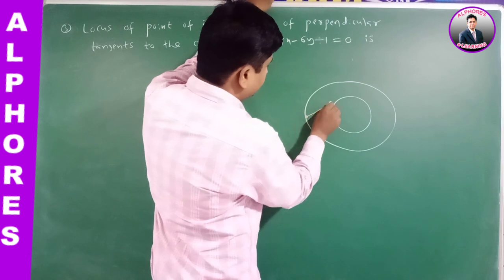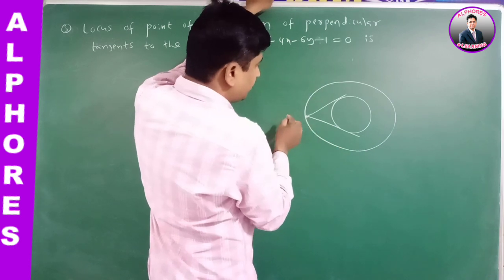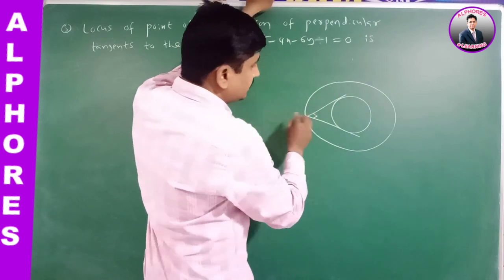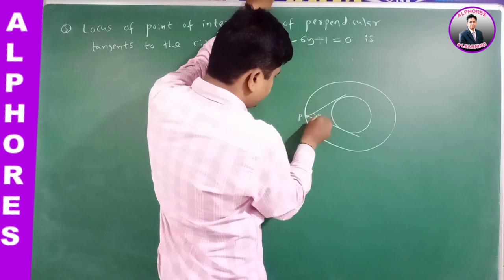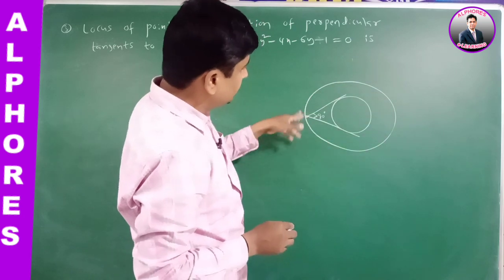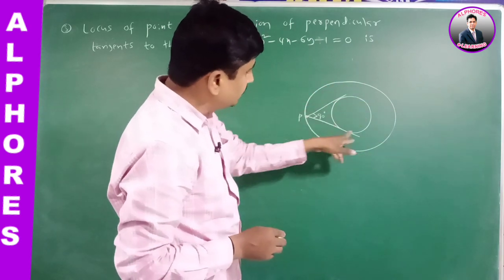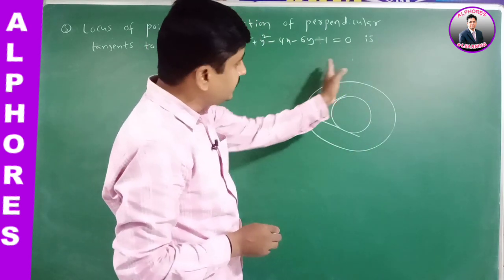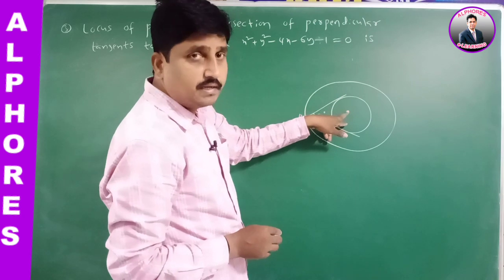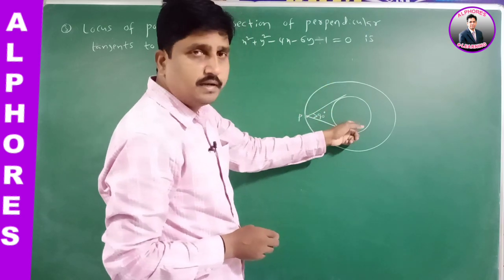Here, the locus of the point of intersection of perpendicular tangents to the circle, and now this is what? Director circle. This is the given circle. This is the required circle. The tangents drawn from any point on this circle to the given circle are always perpendicular. Now, this circle is called the director circle of this circle.